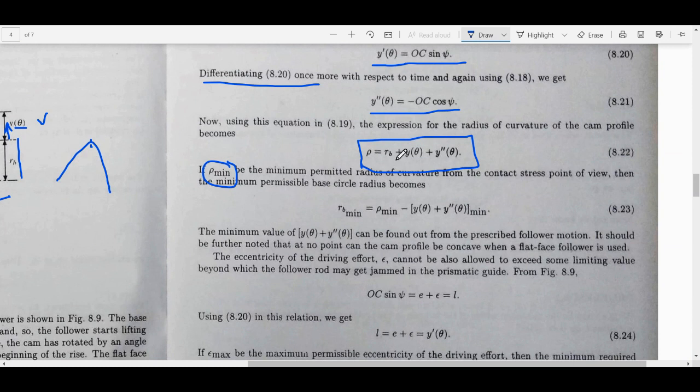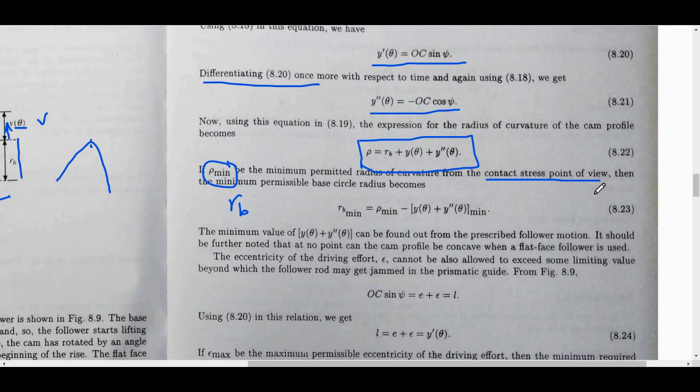You see, RB is a design parameter in the lab, for the cam. RB is something you need to choose, the base circle radius. Rho min is determined from the contact stress point of view. Someone says let the local radius of curvature of the cam profile not be smaller than this. So when you do this, we end up here.